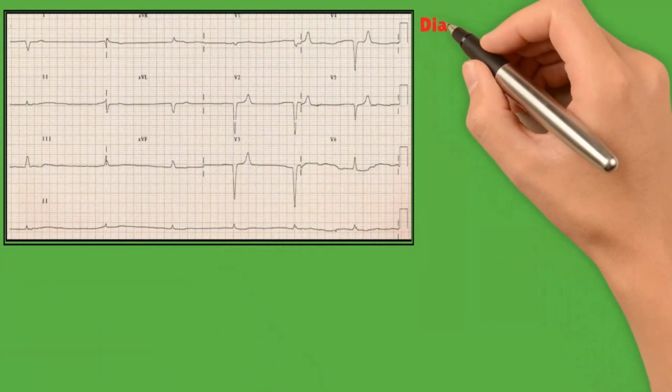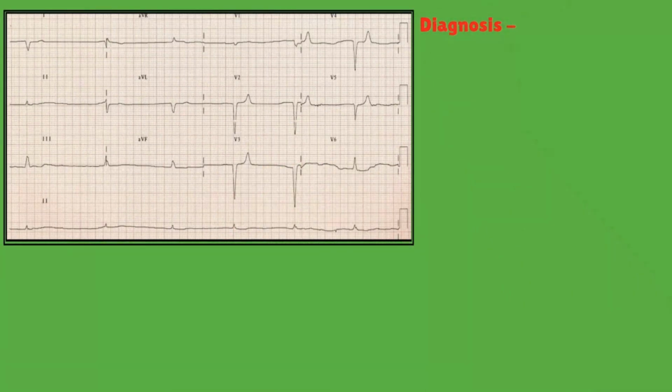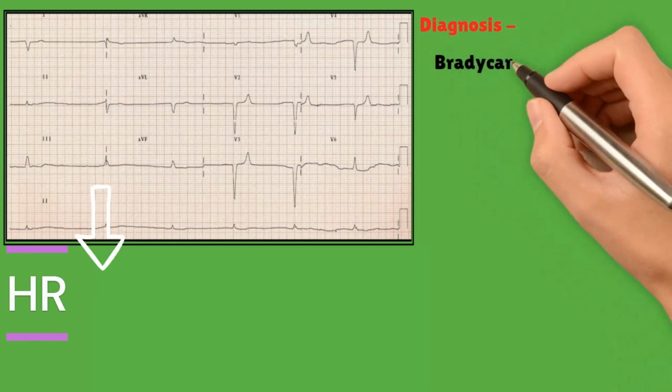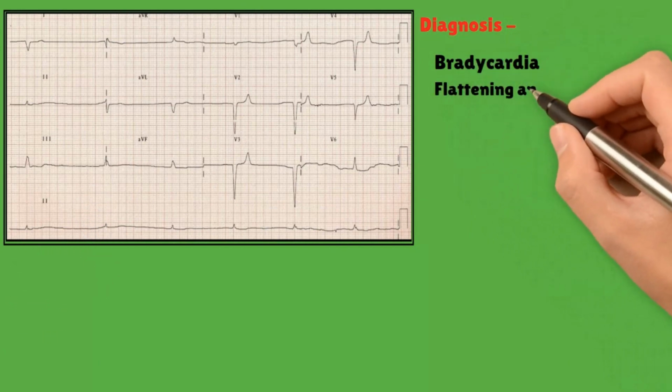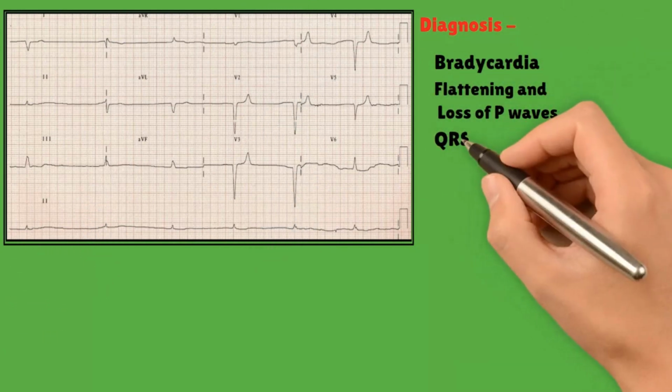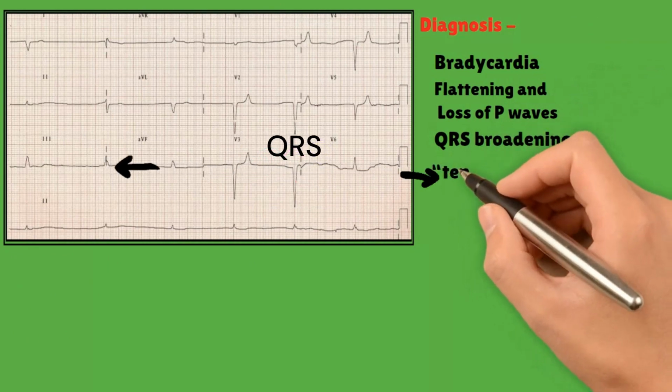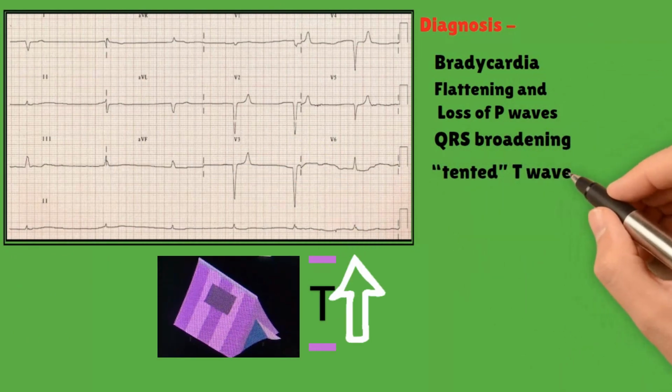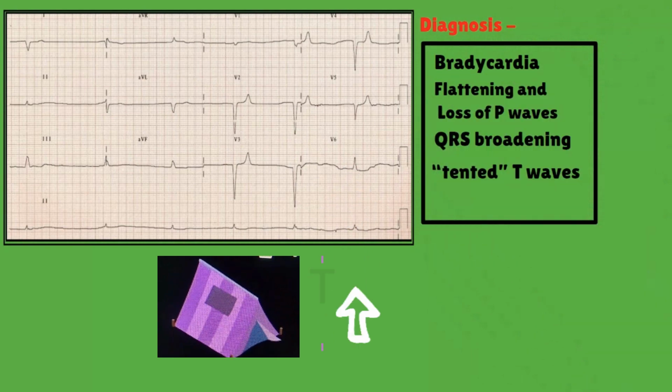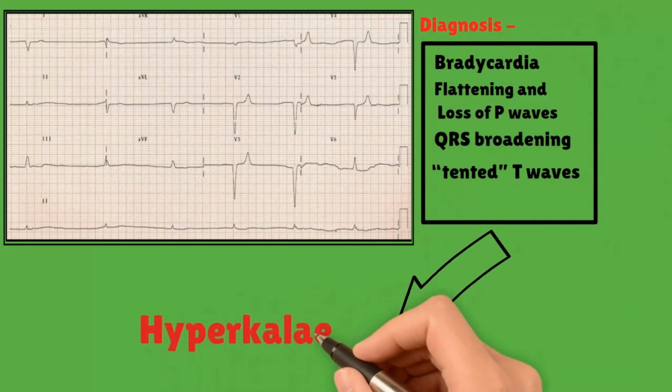For diagnosis purposes, we have 4 things here. Number 1 is bradycardia. Number 2 is flattening and loss of P wave. Number 3 is QRS broadening. And number 4 is tented or peaked T wave, which leads to our diagnosis of hyperkalaemia.